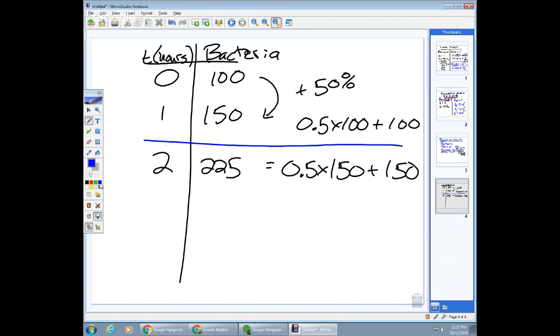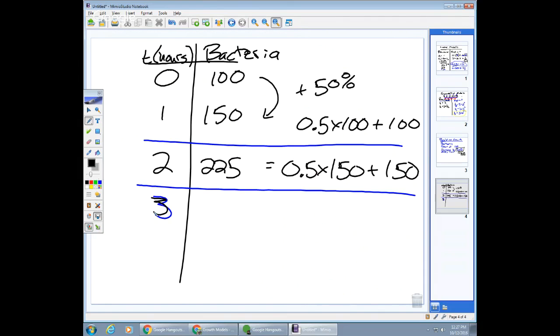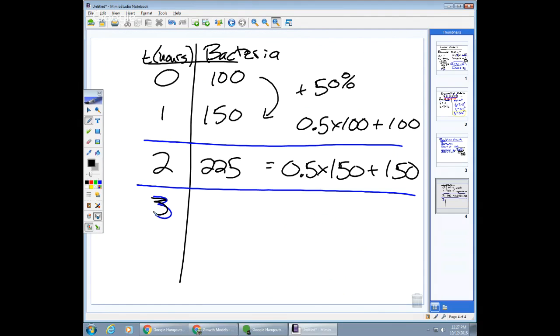Let's do the third one. Take 50% of 225. I think that's 112 and a half. And I have to add it back onto that. That's going to give me, what's that? Okay. So add that on, that's going to give me what, 340, wait, 112, 339.5, is that right?